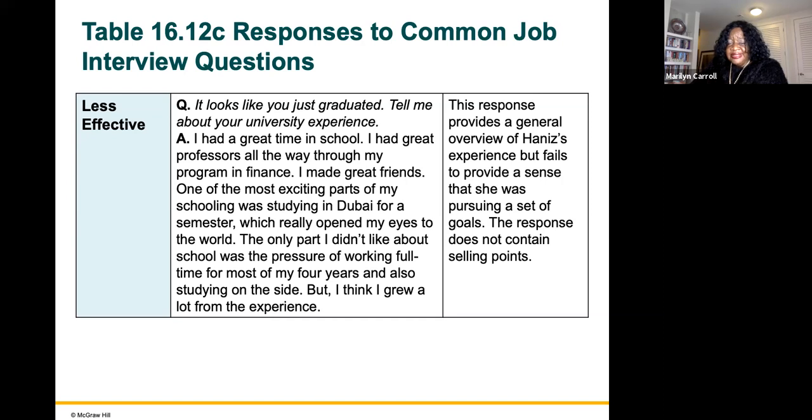The only part I didn't like about school was the pressure of working full time for most of my 4 years and also studying on the side. But I think I grew a lot from that experience. Now, guys, this response provides a general overview of her experience, but fails to provide a sense that she was pursuing a set of goals. The response does not contain selling points.